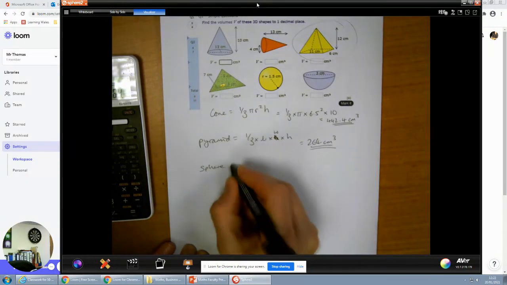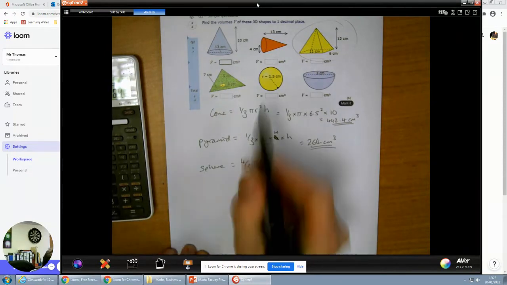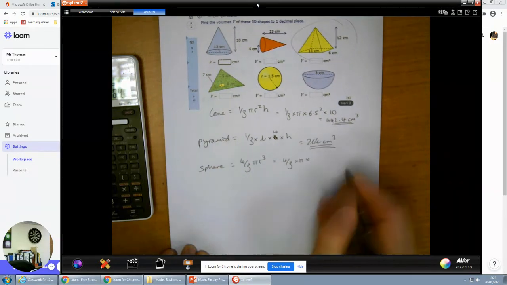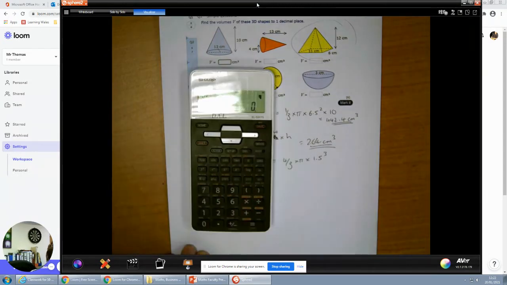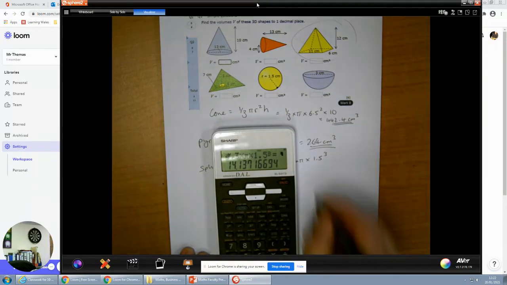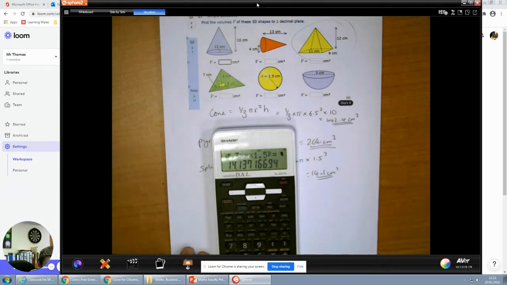These last two are about spheres. So the volume of a sphere is 4/3 pi r cubed. So this one's quite easy. You're just going to type in your calculator 4/3. You're going to times it by pi. The radius is 1.5, and that needs to be cubed. I'm going to use my fraction button to get 4/3. I'm going to times it by pi, and I'm going to times it by 1.5 cubed, and my calculator says that, and I need to round it to 1 decimal place, so that's 14.1 centimeters cubed.